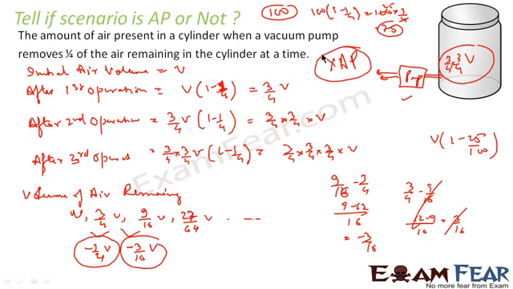What I have done here, I have assumed the initial volume of air to be V. After the first operation, the volume is 3/4 V. After the second operation, the volume is 3/4 into 3/4 V. After the third operation, the volume is 3/4 into 3/4 into 3/4 V. I wrote this in a series. I found the difference, and I found that the difference is not the same. That means it is not an AP.